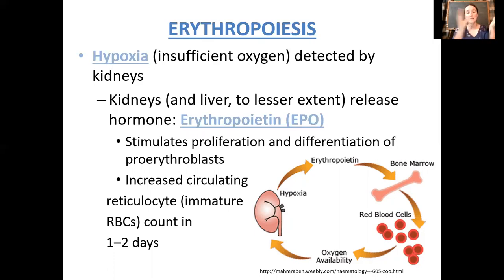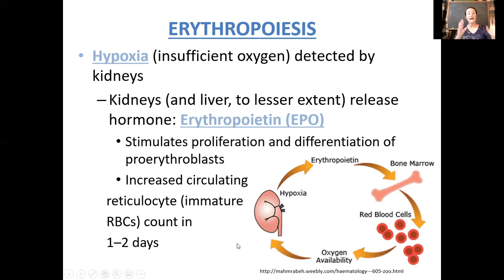Hypoxia is detected in the kidneys, and to a lesser extent the liver, but primarily this process is controlled by the kidneys. The kidneys, as we'll learn, are a powerful endocrine organ in and of themselves, and when the kidneys filter the blood and detect that there's not quite enough oxygen, they release a hormone called EPO, or erythropoietin. This is the hormone that is going to circulate within the blood.